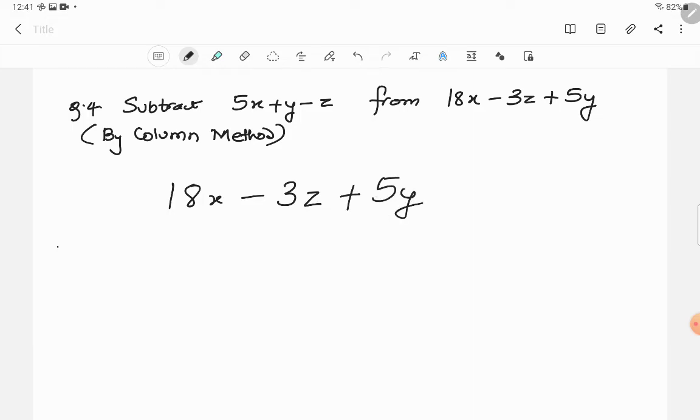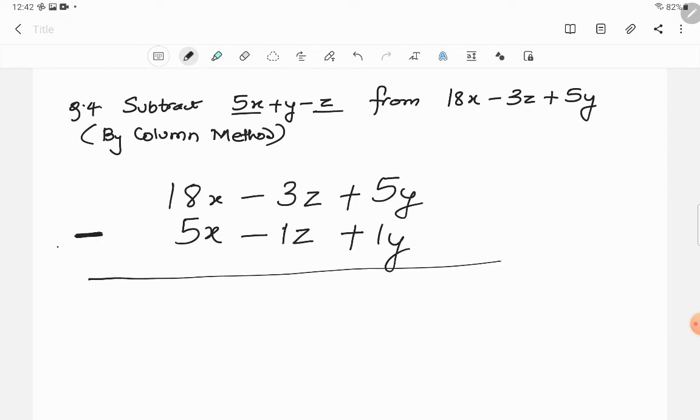Okay, let's write the second row. First write the sign of subtraction here. Now write like terms below each other. So 5x you will end up writing here. Then plus y, you will end up writing plus 1y. Then minus z, you're writing minus 1z. In subtraction, the first thing that you do is the bottom row signs have to be changed. So plus 5x becomes minus 5x. Minus 1z becomes plus 1z. And plus 1y becomes minus 1y.